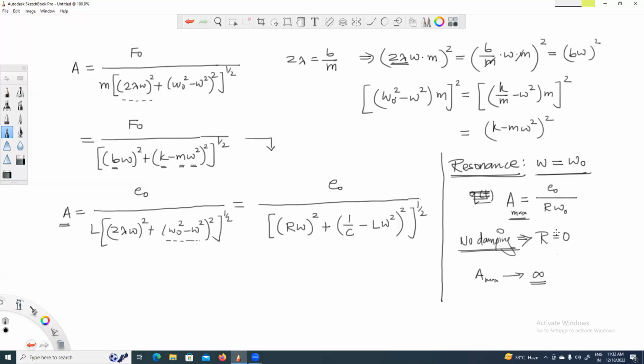But again, I'll repeat, practically it is never possible to have resistance equal to 0, because in a circuit the wires you are using for the connection will have a certain resistance. So it is not possible to have 0 resistance in the circuit. All the time we'll have certain damping, and due to the presence of damping, my amplitude will shoot up, but it will never go to infinity. It will have a certain finite value.